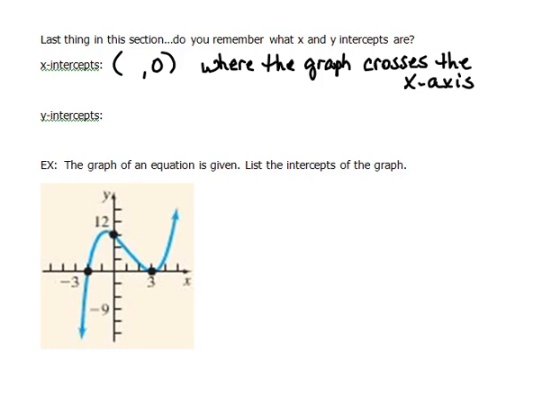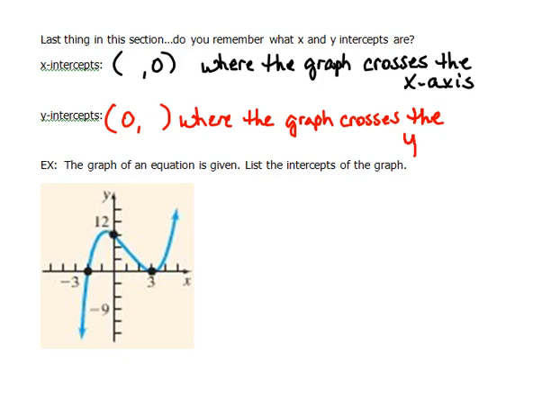Now, what do we know about all y-intercepts? Every single y-intercept comes in the form of 0, something. They all have 0 for their x value. And if we had an equation, we could use that. We could plug in 0 for our x and find the y that goes with it. Just looking at it, a y-intercept would be where the graph crosses, or again could be touches, but crosses the y-axis.